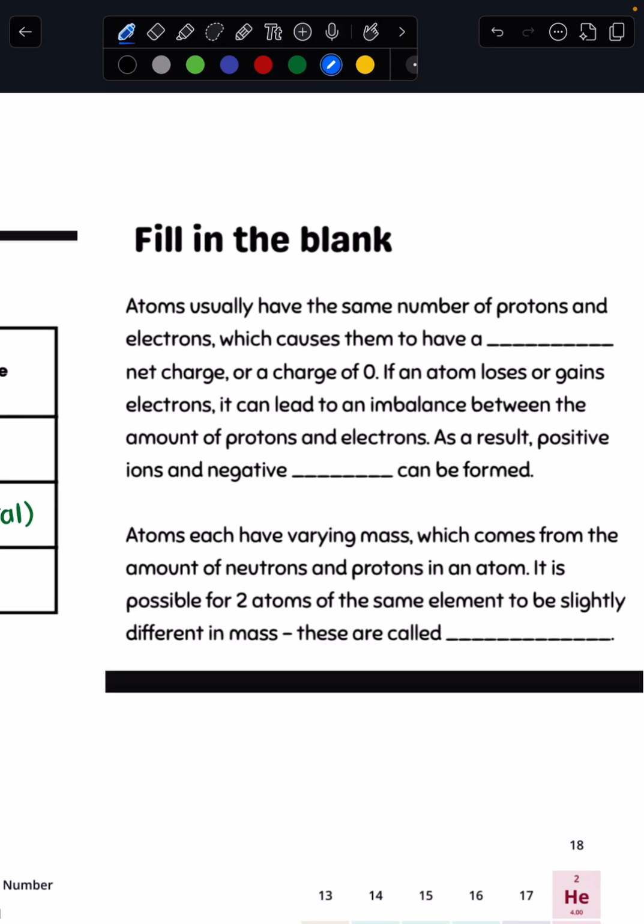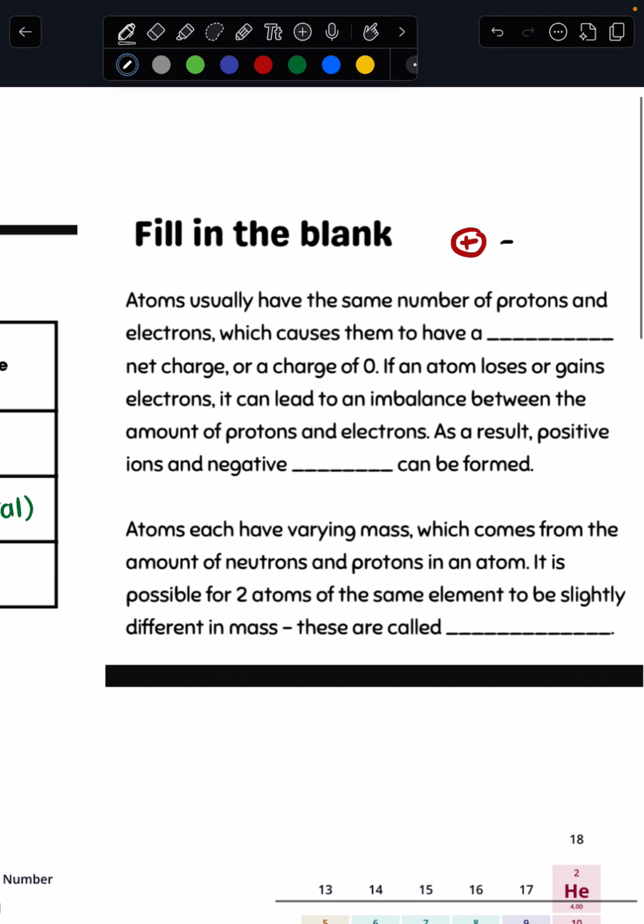So it says atoms usually have the same number of protons and electrons, meaning our positives equal the same amount of negatives. And this is where it says usually. Okay, so we can always kind of assume, unless told or shown otherwise, that they're always balanced, which means that they have a neutral charge, net charge, so overall charge, or a charge of 0.